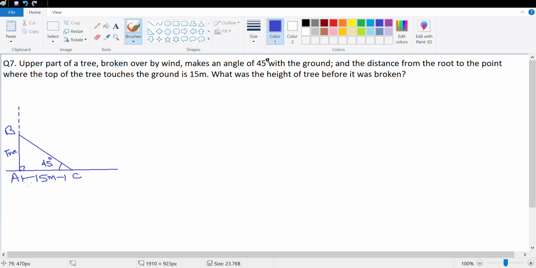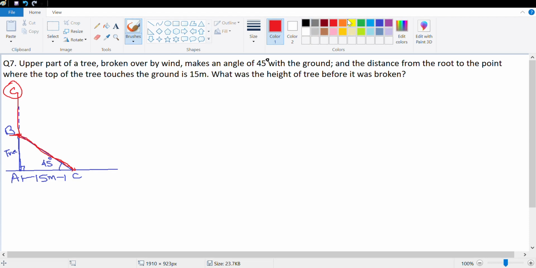So AC is given as 15 meter. What was the height of the tree before it was broken? The original height of the tree would have been AB plus BC, and BC is the part which got broken and landed on the ground, which means BC was somewhere here originally, and when it broke, it landed on the ground. This was originally the C, which now is lying here.